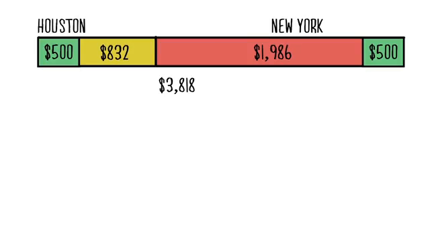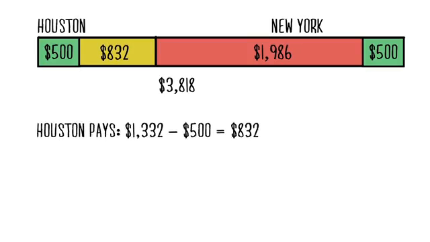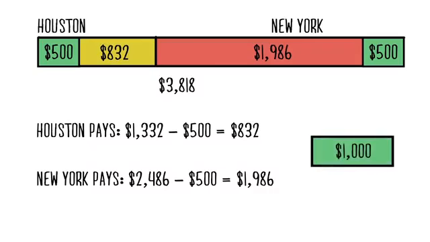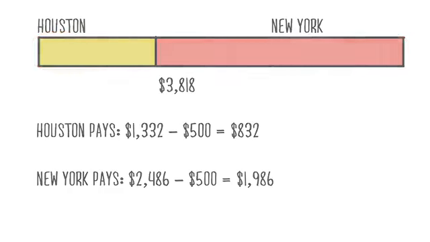And what that means is that Houston pays a total of $13.32 minus 500, or $8.32, and New York pays $24.86 minus 500, or $19.86. I'm willing to bet that is not your first response when you saw this problem, but I hope it's something you now think is the most reasonable answer. Once you see the pie is the savings the two parties create, and that they're both needed to create that savings, splitting it evenly makes perfect sense. The hard part is seeing the pie. It's what the two can create by working together compared to what they would each do on their own.